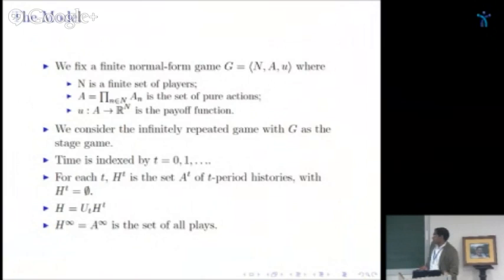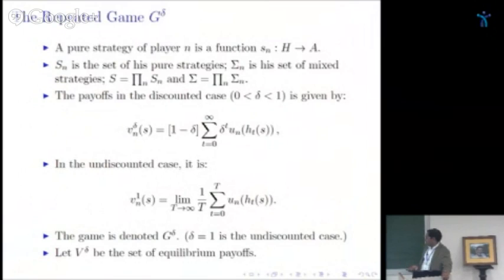H, superscript T, is the set of all T period histories. And H is the union of all histories of all periods. And H infinity is going to be the set of all plays. H0 equals... Yes, I'm sorry, yeah. Thank you. It's not T equals 0. This may not be the only typo in the slides. Here is another one. This should be T plus 1.